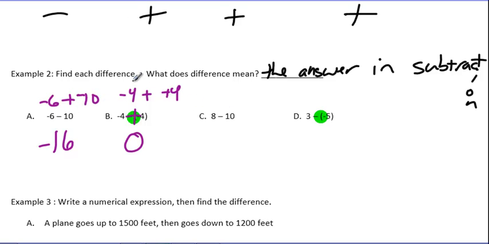The next one, again, I would not do leave, change, change on this. I would say, alright, this is positive, this is negative. So I'm going to subtract and keep the sign of the bigger number. When we say bigger, we're talking absolute values. 10 is bigger than 8, and the 10 is negative.